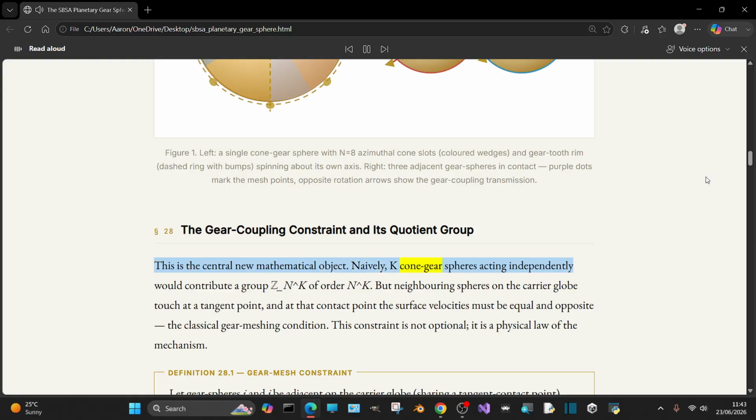Naively, k cone gear spheres acting independently would contribute a group Z_n^k of order n to the power of k. But neighboring spheres on the carrier globe touch at a tangent point, and at that contact point the surface velocities must be equal and opposite, the classical gear meshing condition. This constraint is not optional, it is a physical law of the mechanism.